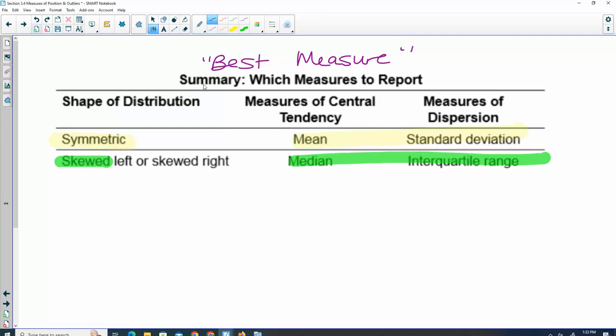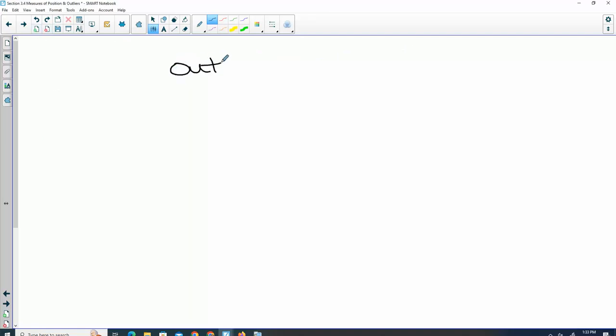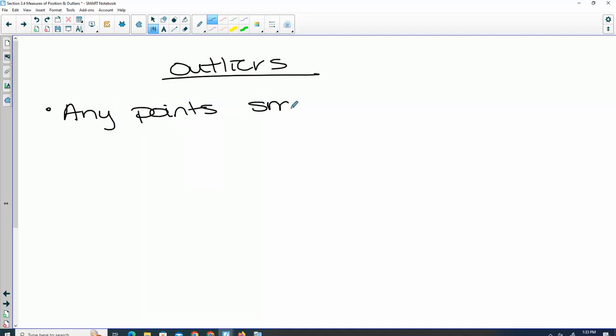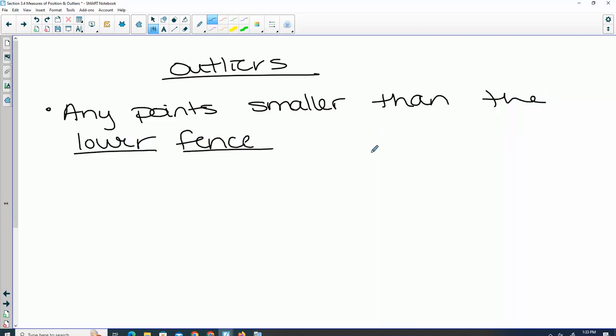And so to find those, outliers are just our extreme values. Those are any points smaller than what's called the lower fence, or greater than the upper fence.